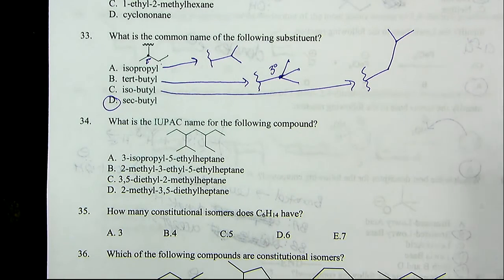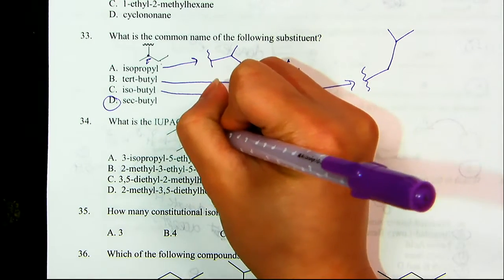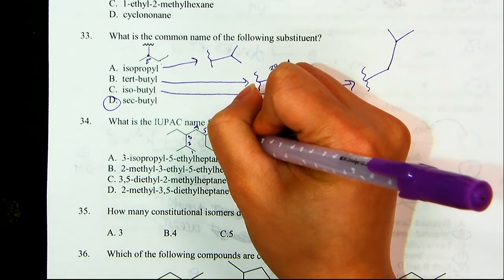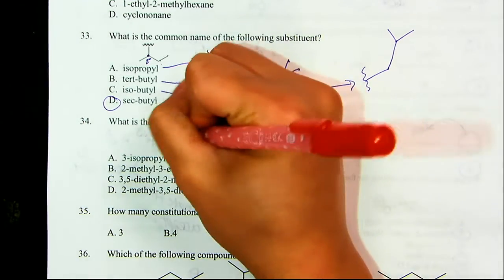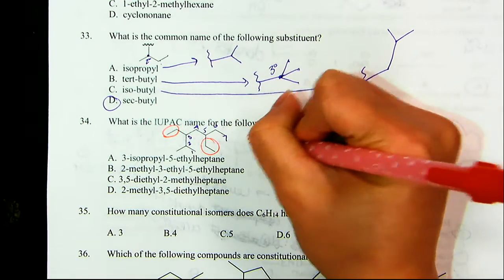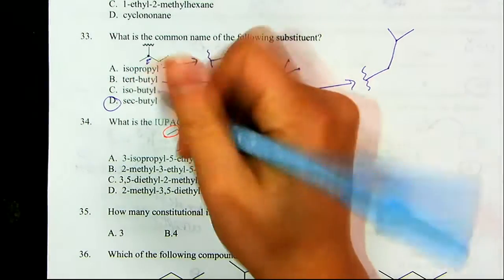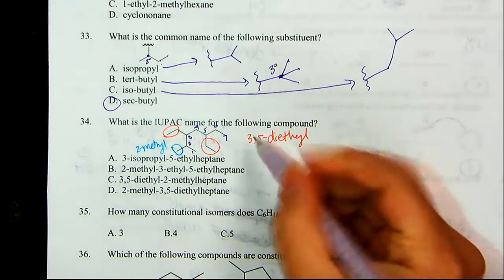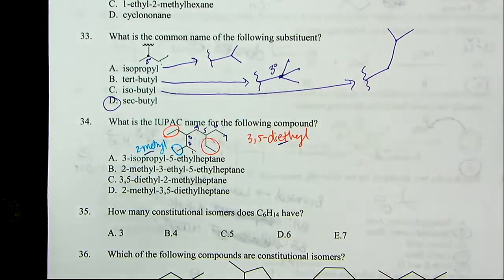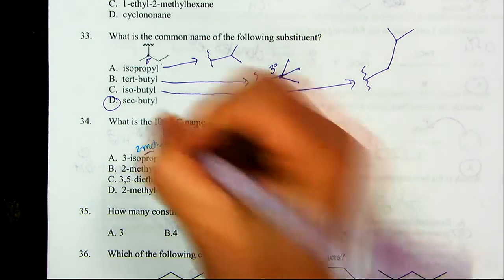What is our IUPAC name again? Find your parent chain, all that good stuff. So we have 1, 2, 3, 4, 5, 6, 7. So 7 that's heptane. We've got 2 ethyl groups, so that's going to be 3,5-diethyl. And then we have a methyl group located on the second carbon. So when we do this, ethyl comes before methyl. So we need 3,5-diethyl, 2-methylheptane, which is going to be C.